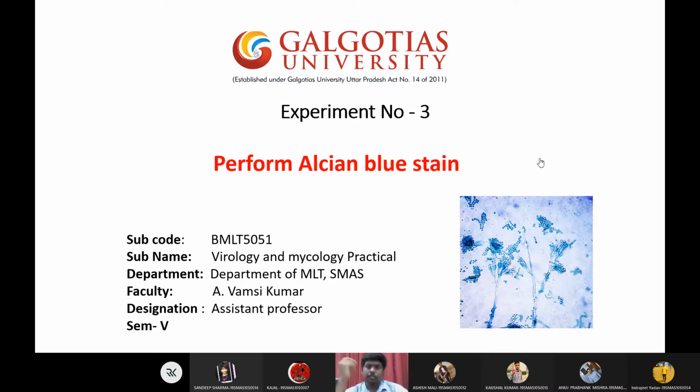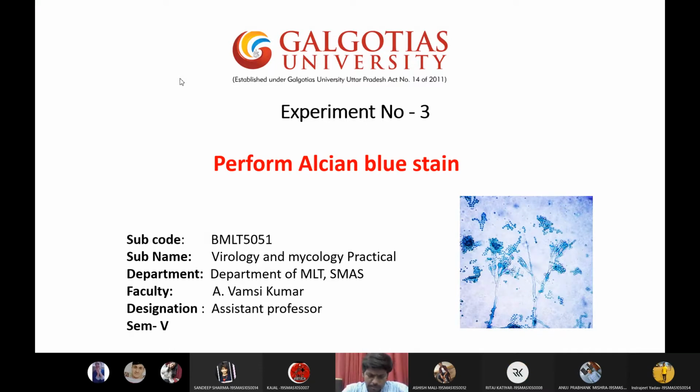What is the purpose of staining? Can anyone say why we stain the cells or tissues? Can you give any answer? Why are we staining? To visualize under the microscope. To visualize the cells under the microscope, we stain the cells, right?